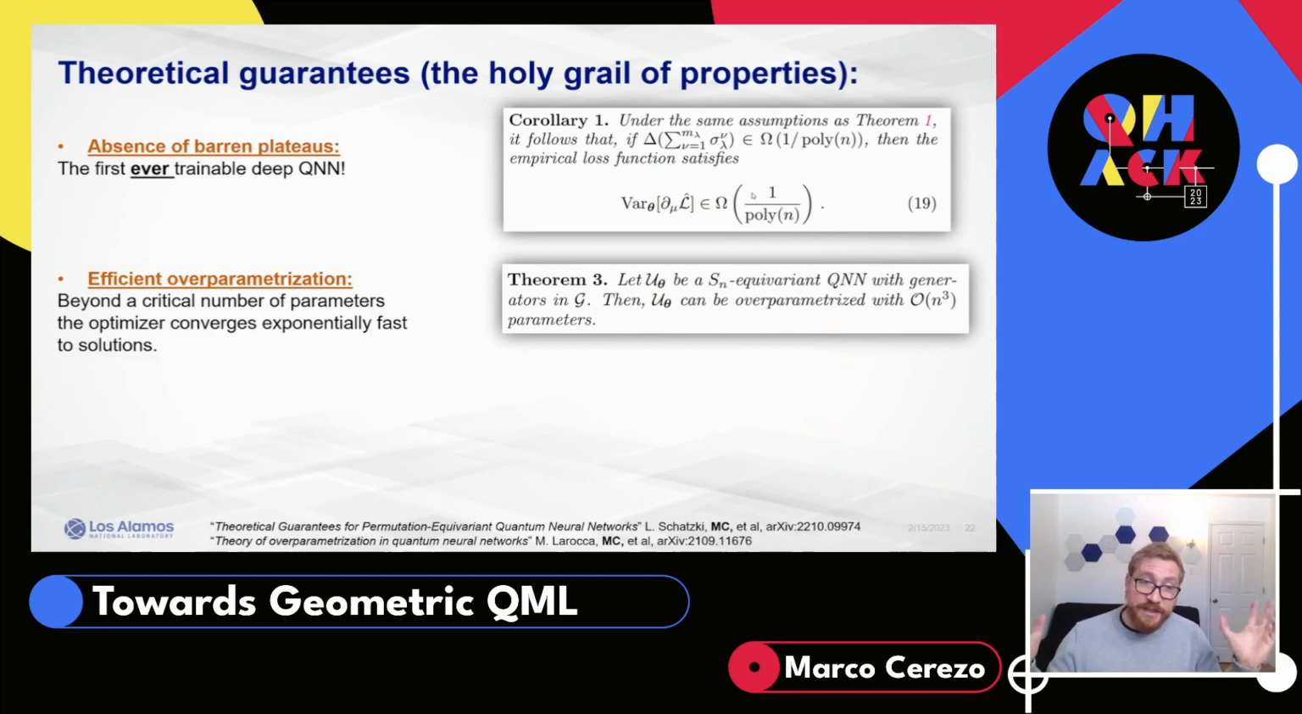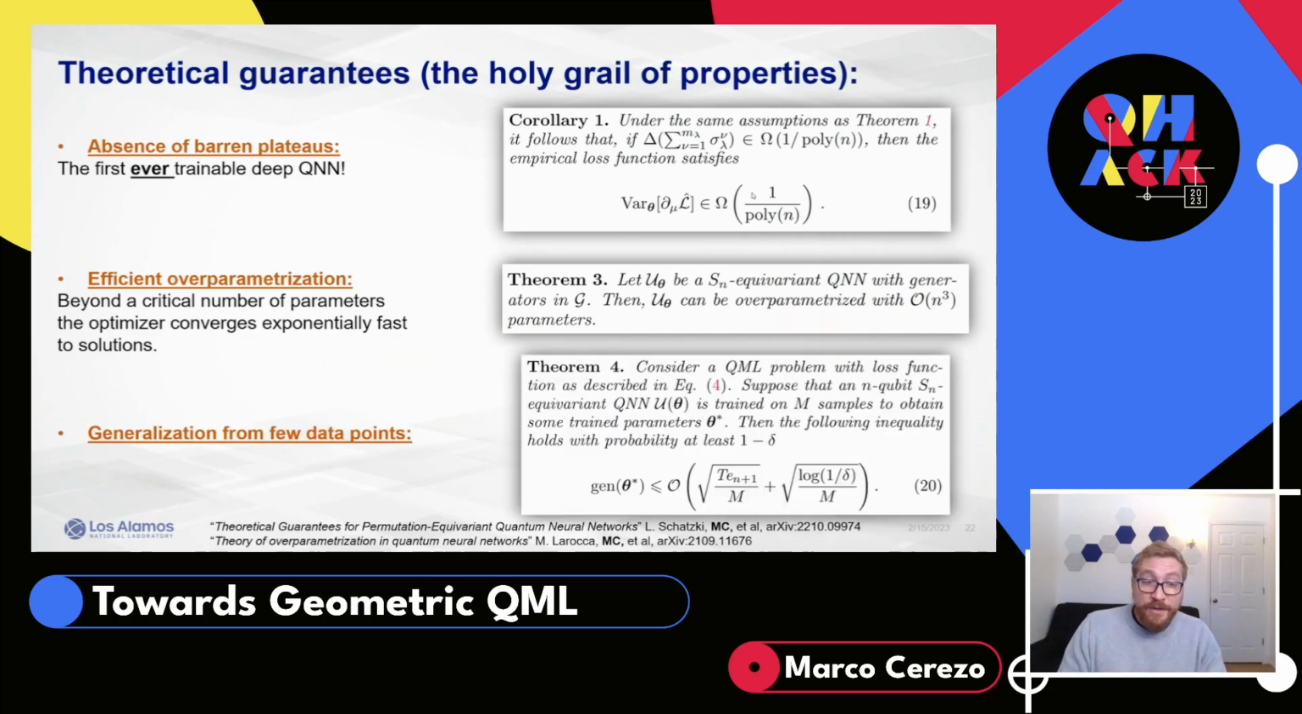Then it's efficiently overparameterizable. That means that you can reach the overparameterization regime where most of the local minima are going to disappear. And you just need a polynomial number of layers. So you don't have to worry about local minima anymore. Then it's going to generalize really well from few training points. So by embedding symmetries, I don't have to give it that much data, and it's going to generalize really well, right? Because it doesn't have to learn the invariance by itself.